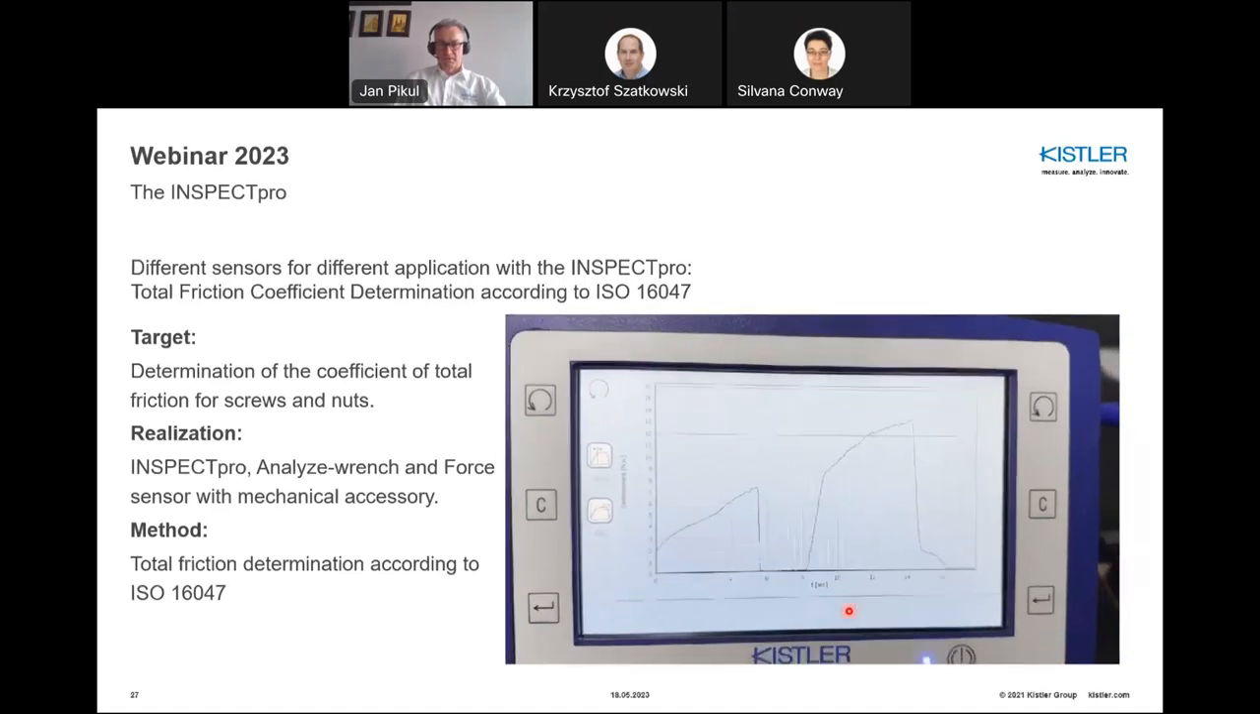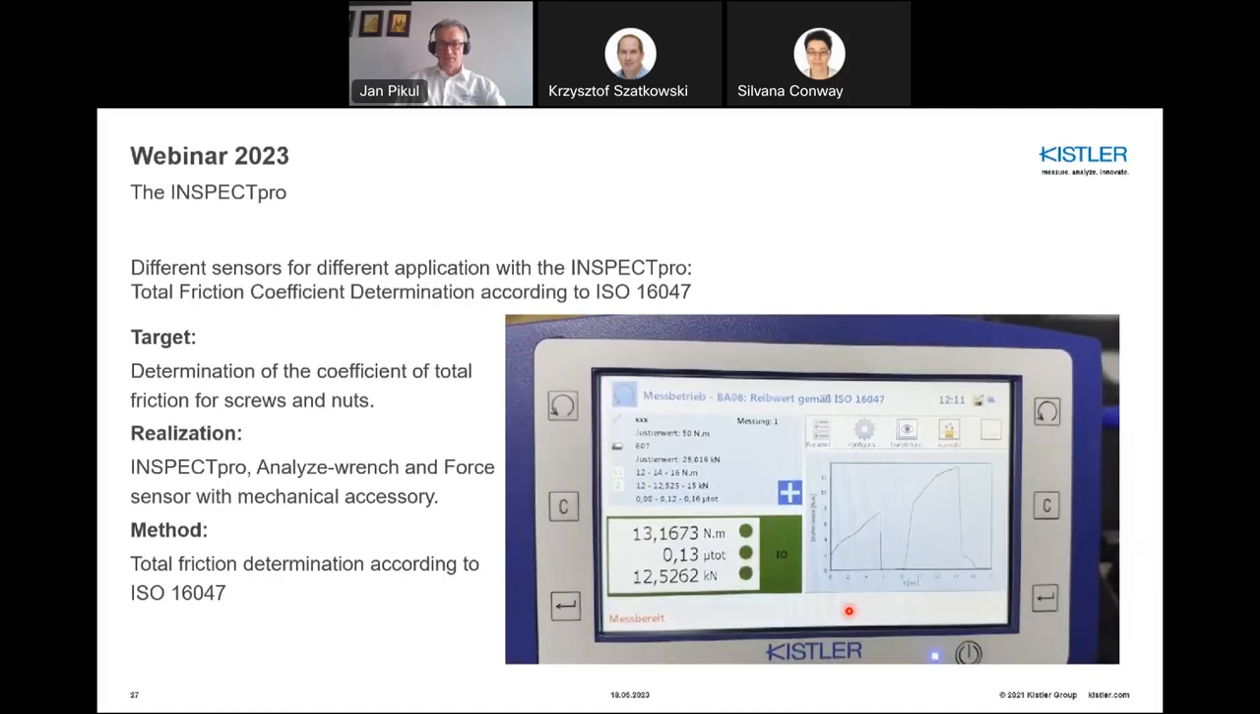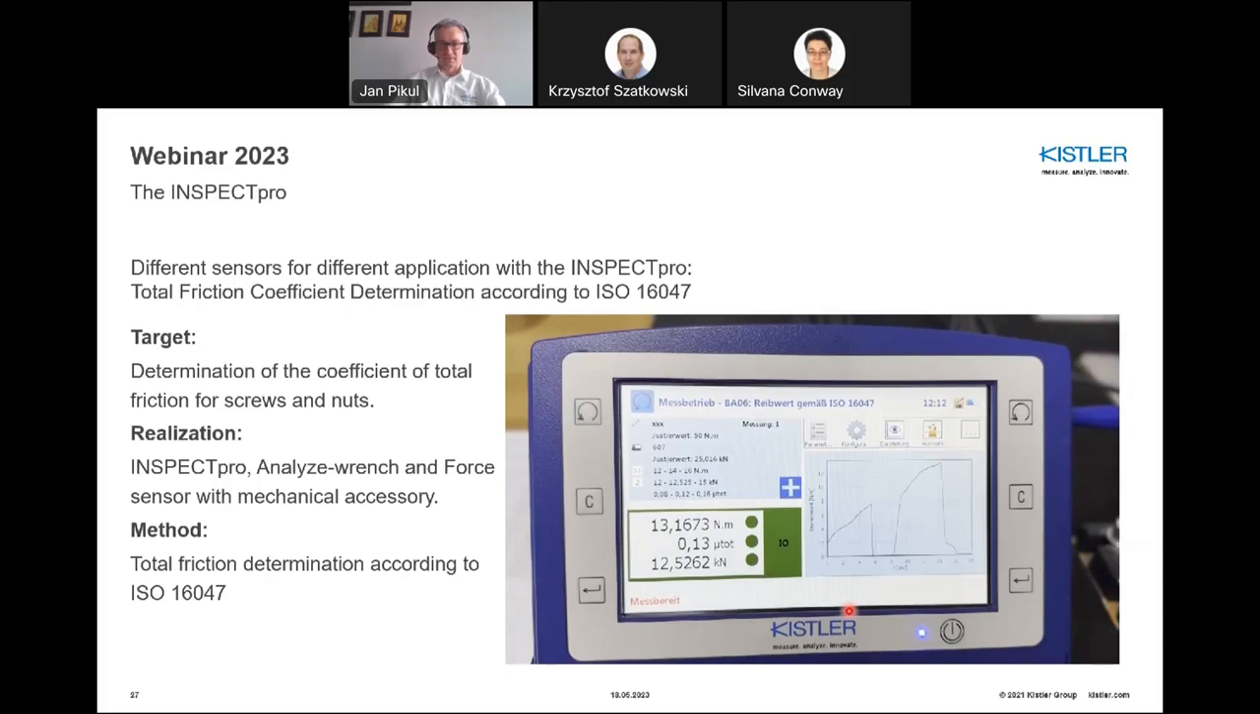As you can see, you can analyze the curve of the process if you want to make a deeper analysis. It's also possible for the data to be sent to the PC. You can create a more developed analysis, especially with specially designed software like Test Expert. So there are many more curves possible. You can create a relation between force and torque, torque and angle, and many different tables.